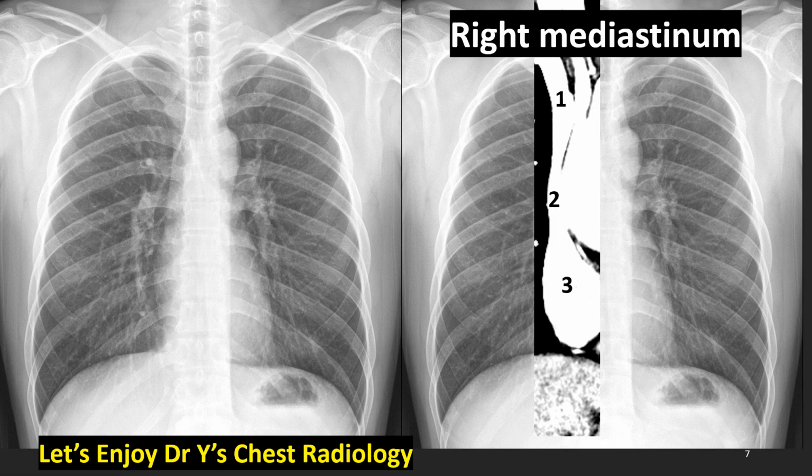Now it's time for right side mediastinal margin. This is normal chest radiograph of a young man. Number 1, right brachiocephalic vein. It goes into superior vena cava of number 2. It goes into right heart border, right atrium of number 3.